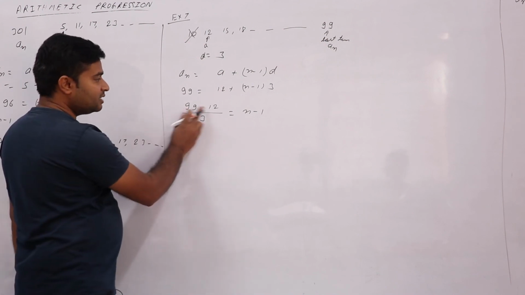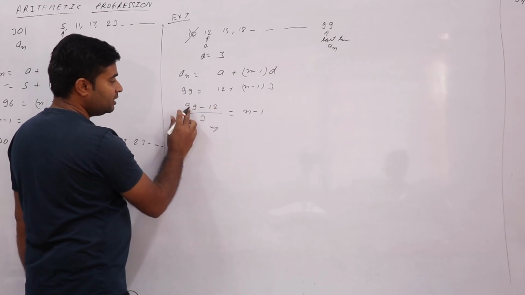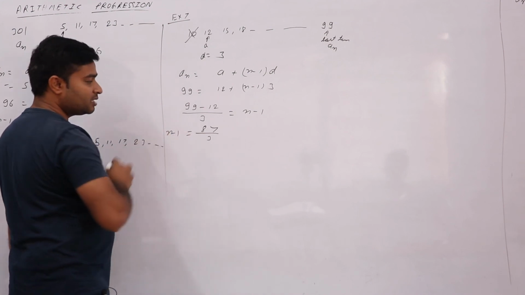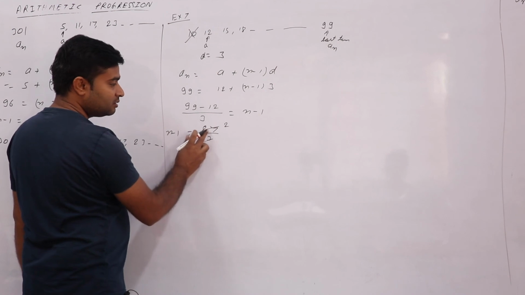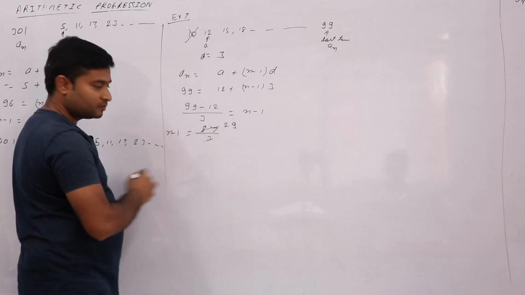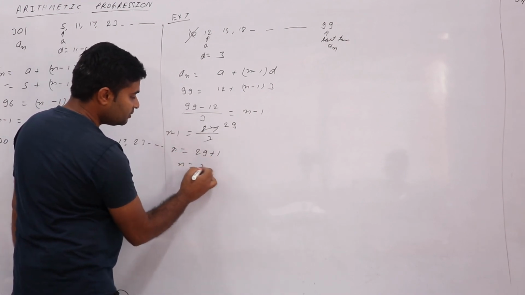So here it becomes 87. 9 minus 2 is 7, 9 minus 1 is 8, so 87 by 3 is equal to n minus 1. Cut it: 3 twos are 6, 3 nines are 27. So n minus 1 is 29, so n is equal to 29 plus 1. N is equal to 30.